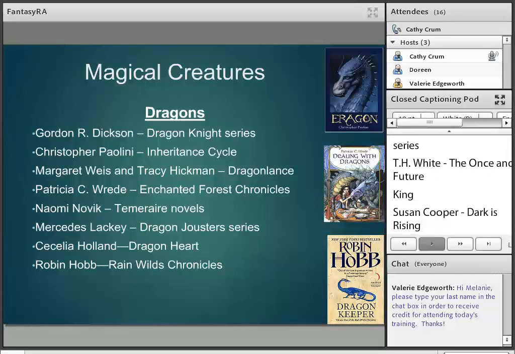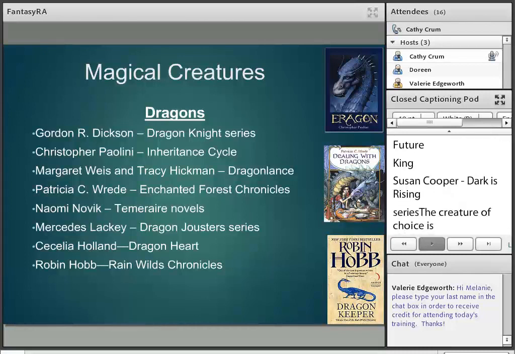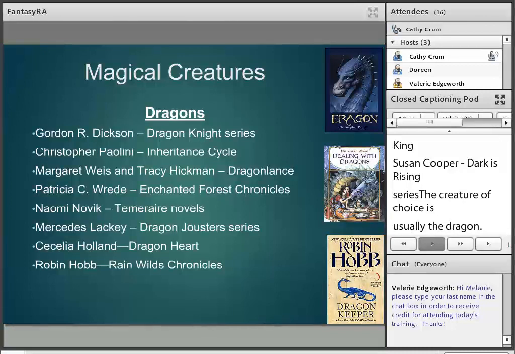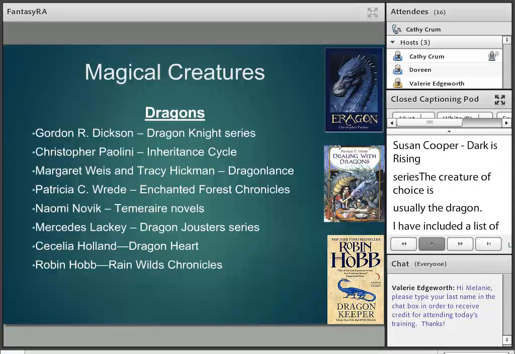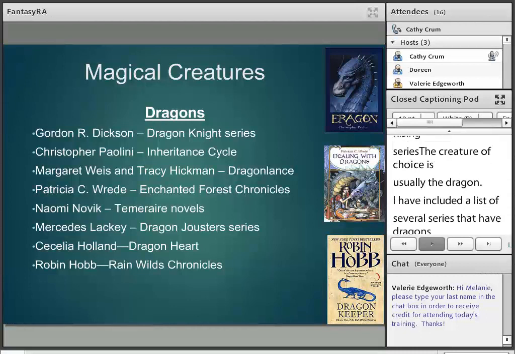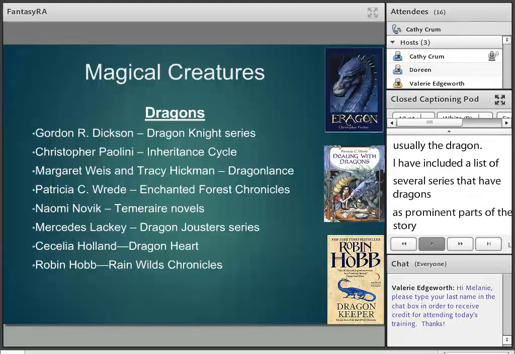Magical creatures are important aspects in many fantasy novels, and the creature of choice is usually the dragon. I've included a list of several series that have dragons as prominent parts of the storylines. However, if you are looking for Anne McCaffrey's Dragonriders of Pern series, this is one of those times where we're going to have to agree to disagree.